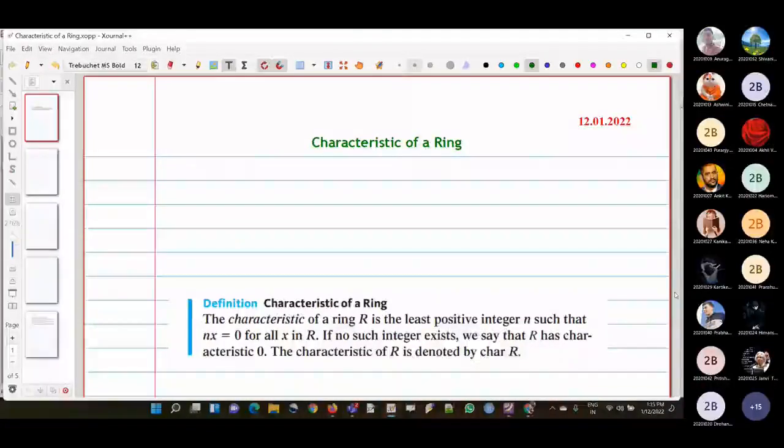Now there is another concept in this chapter. I think this is a concluding subtopic of this chapter. That is characteristic of a ring. So characteristic of a ring is more or less just like we define order of an element when we discussed group theory.